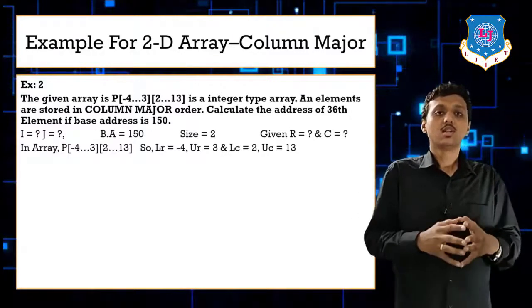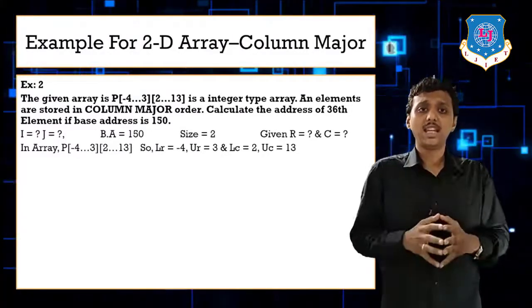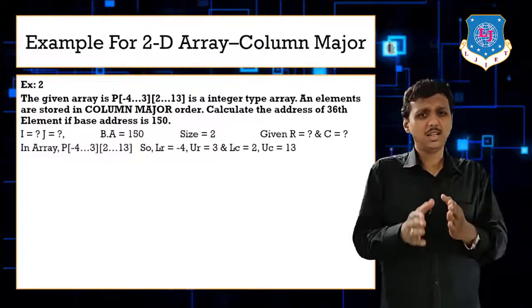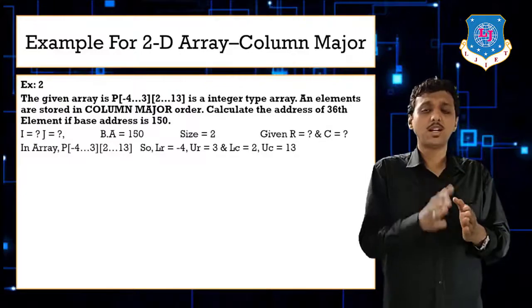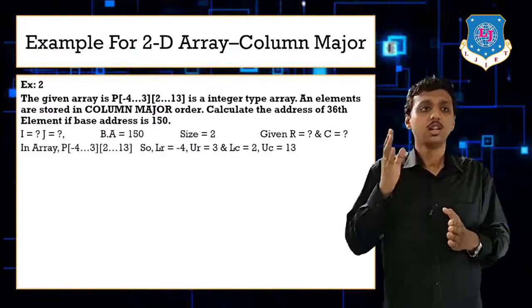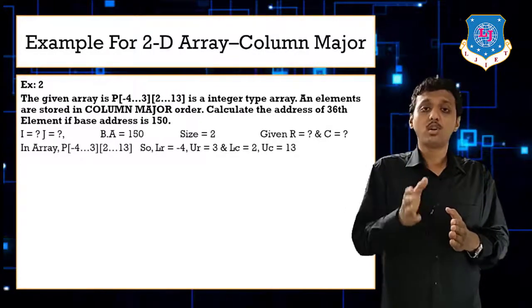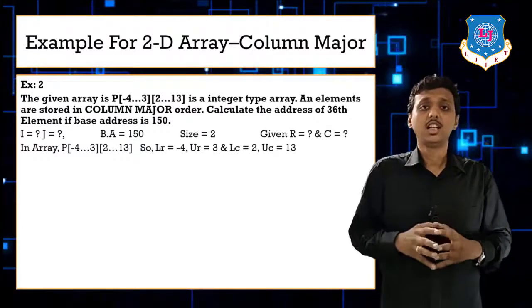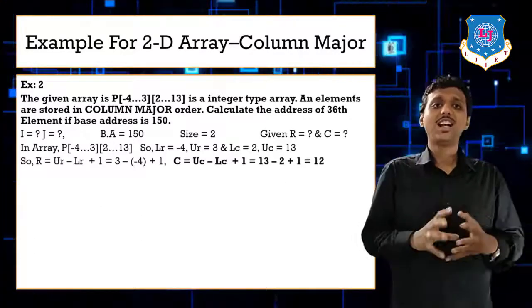Okay, fine. So here our array is P of -4 to 3 and 2 to 13. That means the lower bound of row becomes -4 and the upper bound of row becomes 3. The lower bound of column becomes 2 and the upper bound of column becomes 13. So calculate R and C.